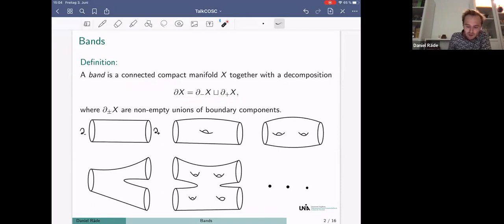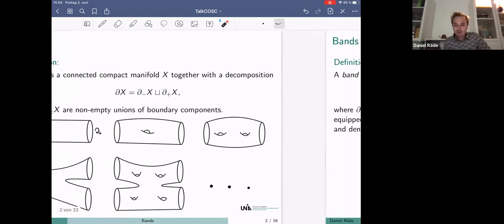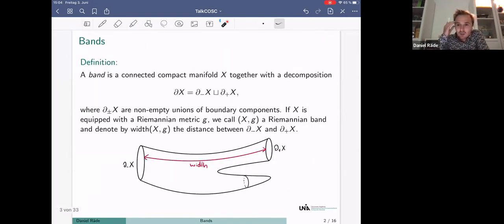Of course, you can only draw surfaces. So the standard one would be just a cylinder, but a band doesn't need to be a cylinder. You can have lots of topology, you can have lots of boundary components, and so the list goes on and on. So this is the topological object. And then of course, since we're doing differential geometry, we choose a Riemannian metric on those bands. So if X is equipped with the Riemannian metric g, then the tuple is called a Riemannian band.